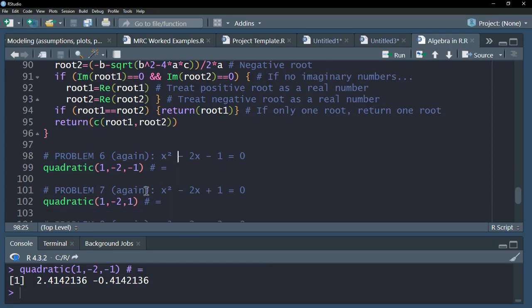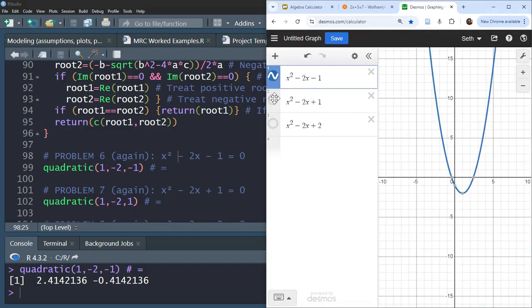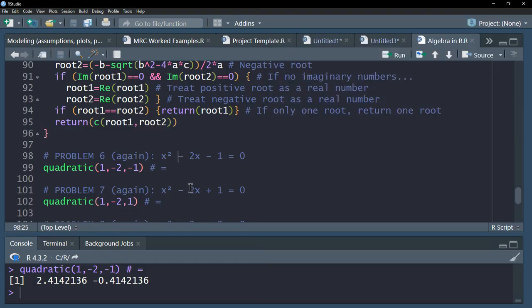Here, problem 7, which is this line, it's intersecting just at 1. We can use quadratic. First argument is 1, second is -2, third is 1. What do we get? Should just get 1, and we do. So it doesn't repeat itself. It doesn't include the imaginary component.